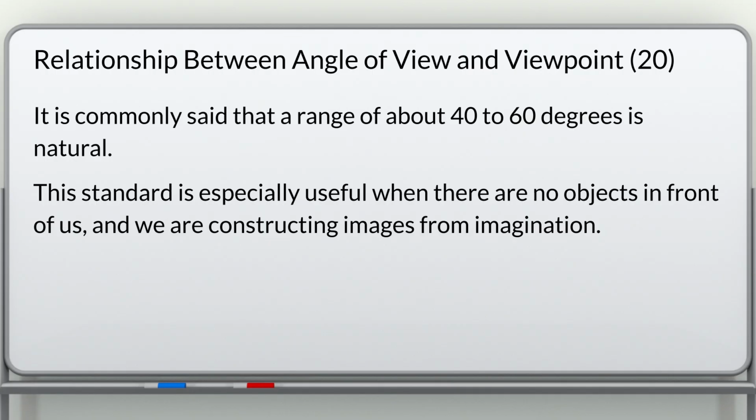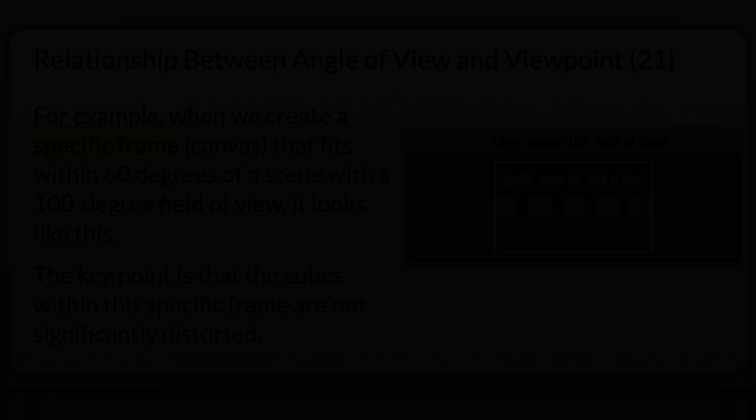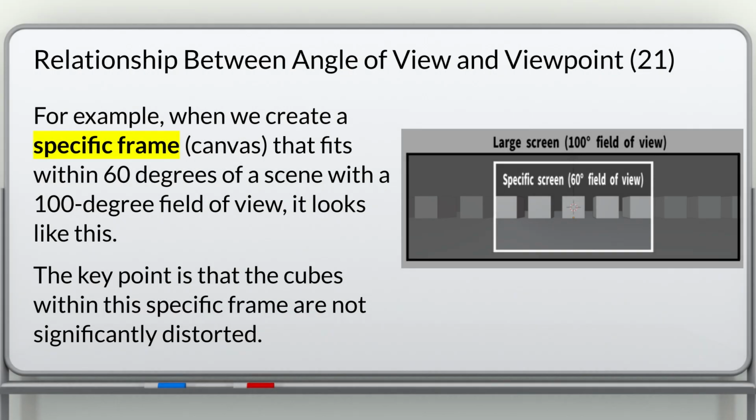This standard is especially useful when there are no objects in front of us, and we are constructing images from imagination. For example, when we create a specific frame that fits within 60 degrees of a scene with a 100-degree field of view, it looks like this. The key point is that the cubes within this specific frame are not significantly distorted.